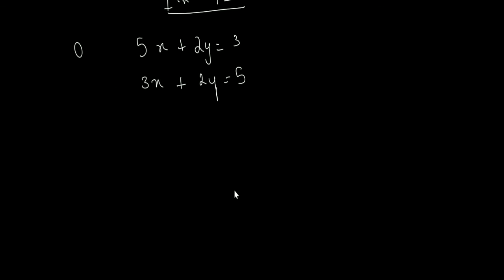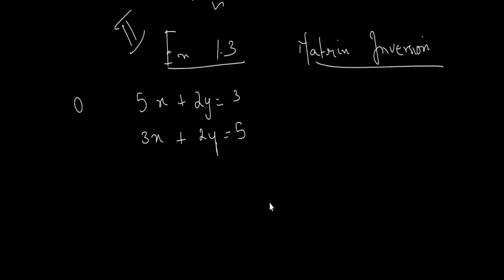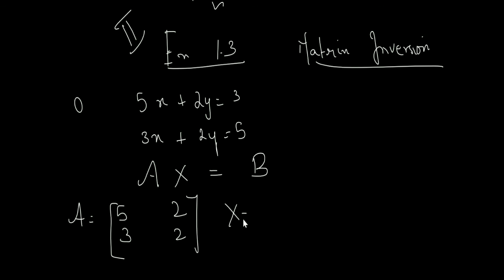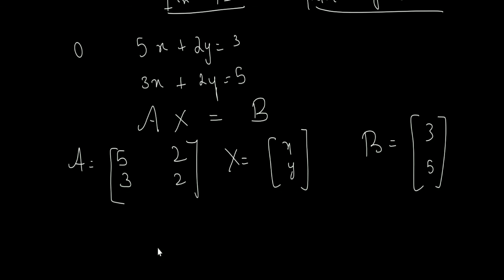So how do you do it now? We are going to use the matrix inversion method. You have to write this in the matrix form, as AX is equal to B, where the matrix A is the coefficients 5, 2, 3, 2. Matrix X is equal to X and Y. And matrix B is the constants 3, 5. So that is your matrix. Now you have to find X. The question is find X matrix.